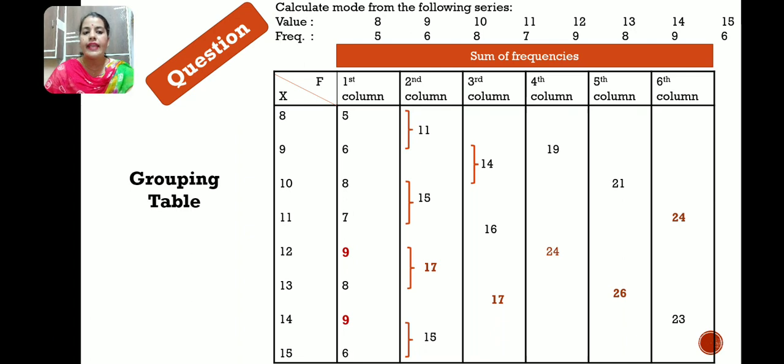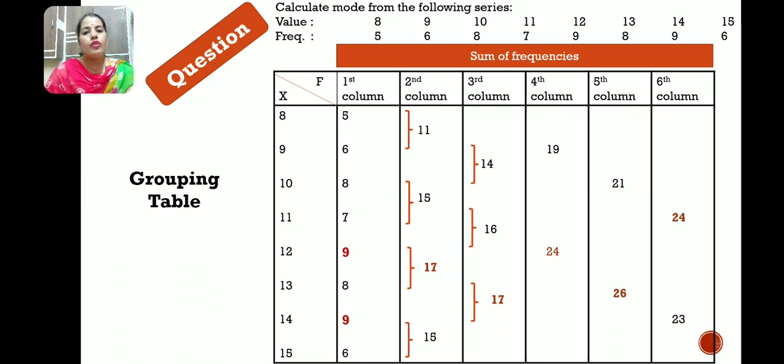So 6 and 8, 14. Then 7 plus 9 is 16. And then last 8 plus 9, 17. So the highest of this column is 17. I have highlighted it with red color.